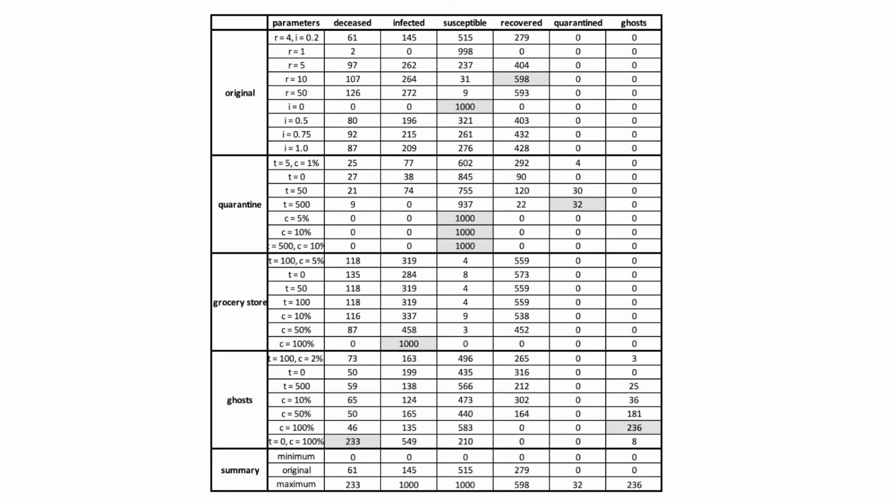And then the highest group of recovered people occurred in the original case such that the infected radius or the neighbor radius is 10. And then the highest number of quarantine people would be when the people had to spend the longest period of time in quarantine. So that was T equals 500. And the highest number of ghosts would be when there was a 100% chance of being a ghost.